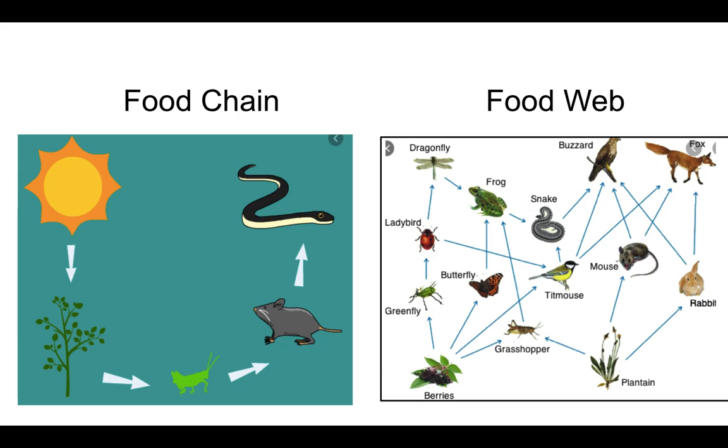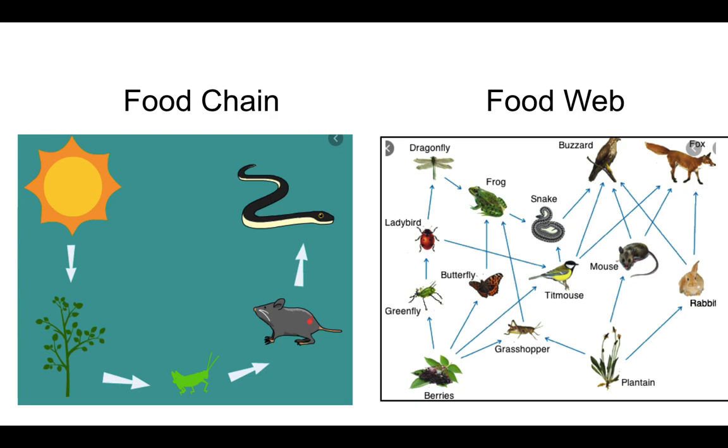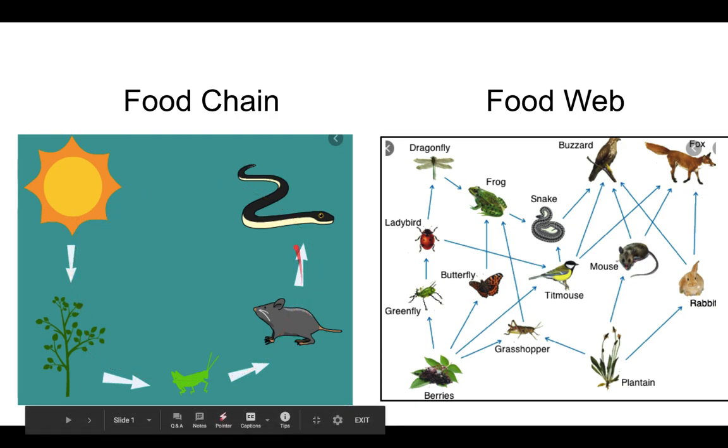So I hope you've just watched a video that reviews food chains and food webs. Remember, a food chain shows the flow of energy, starting with the sun, the source of pretty much all energy in our world. The bush uses the sun to make its own food for energy, and then the cricket can eat the leaves to get energy, and then the mouse can eat the cricket to get energy, and the snake can eat the mouse to get energy. So the arrow shows how the energy flows.